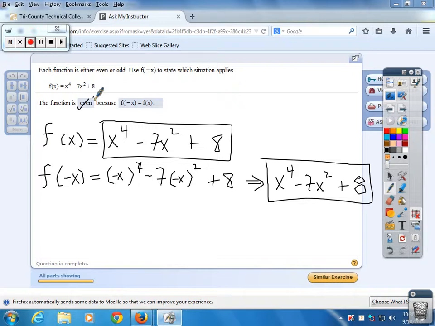What comes first in the alphabet? Even or odd? Even. E comes first. What do you check first? F of negative x is equal to f of x, or f of x is equal to negative f of x. You check that first. So that means if you get it, it's even. That's the way I always remembered it as a student. What comes second? Odd. And that's when you say f of negative x is equal to negative f of x. But you don't have to check this one.